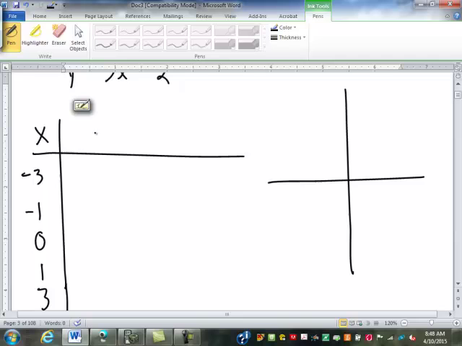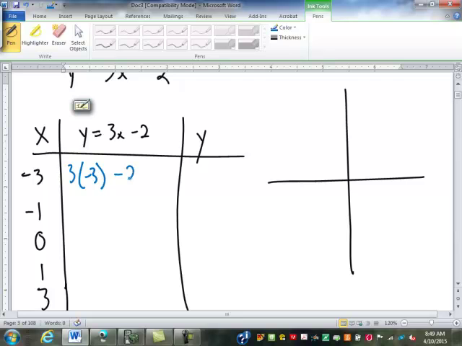But now that I've picked some values, I have to figure out what y is. Well, y equals 3x minus 2. So I can use that to figure out what the value of y is. So if x is negative 3, y becomes 3 times negative 3 minus 2. Well, what's 3 times negative 3? Negative 9. Minus 2 is negative 11. So what this is saying is when x is negative 3, y is negative 11. So that's actually an ordered pair of negative 3, negative 11.